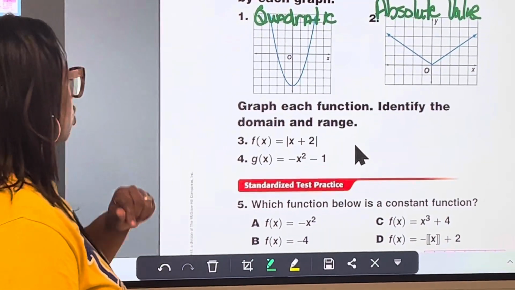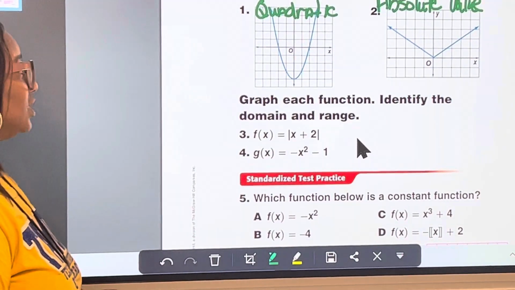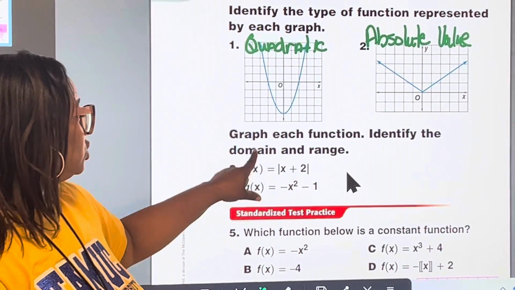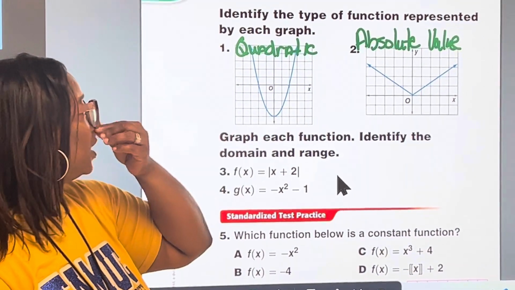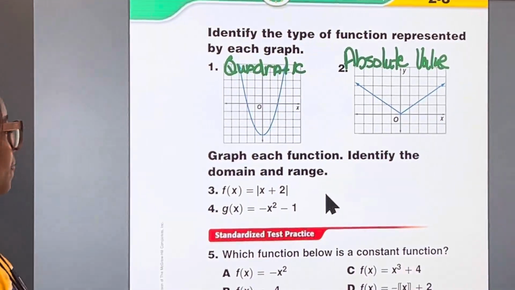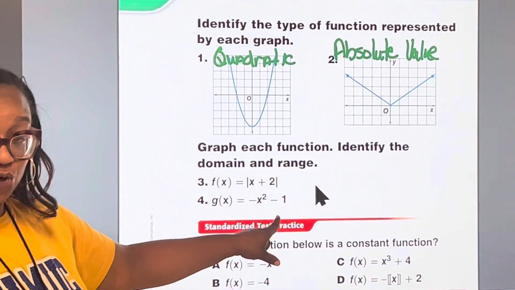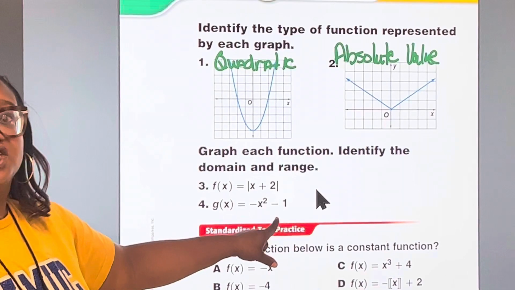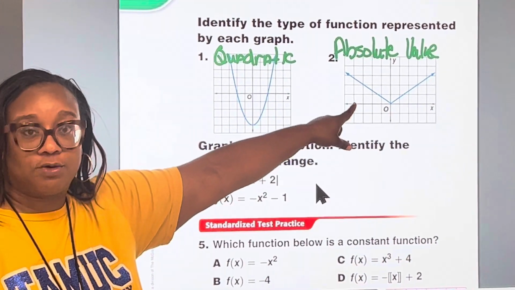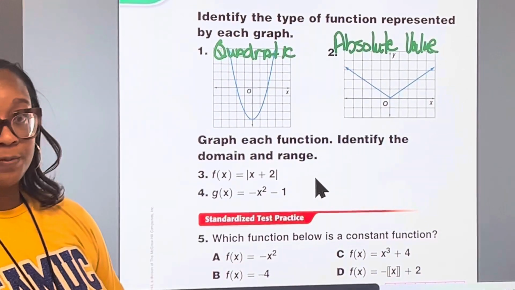All right, now let's go down to number three. Graph each function and identify the domain and range. I'm going to use these grids to graph these two functions on top of them, just so I'm not having to erase everything that's on this screen. So the first function says f of x equals the absolute value of x plus 2. I just gave away what the shape of our graph is going to be. We just talked about this being an absolute value shaped graph.